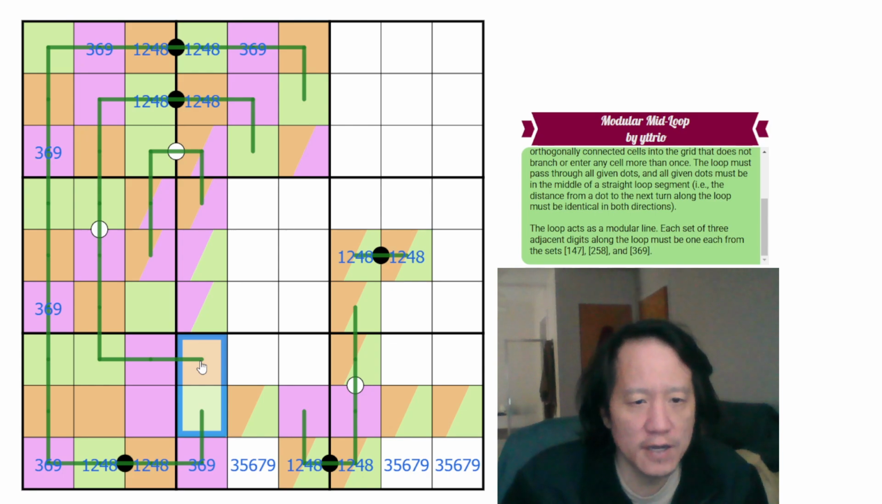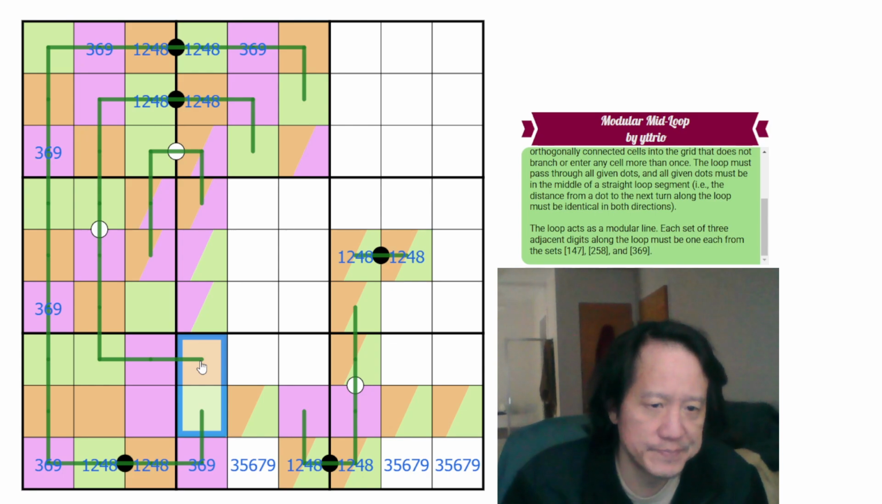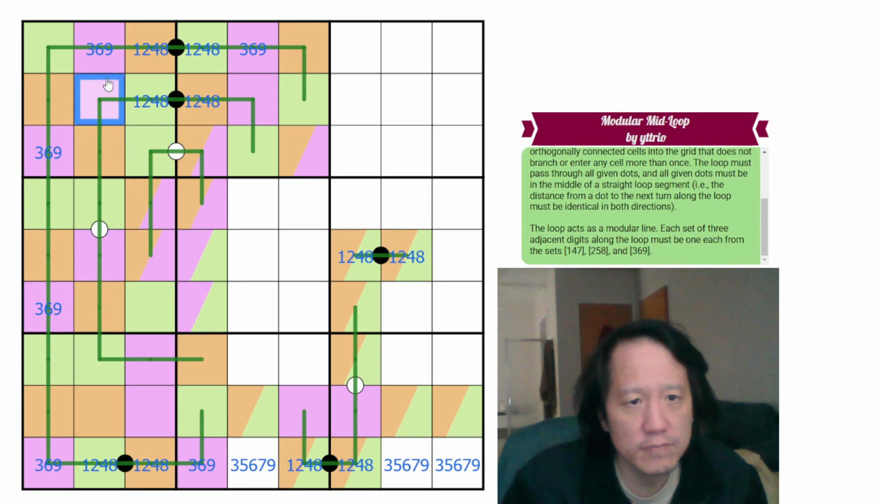If it connects that way, this is fine, right? Because then you have green, orange, pink, green, orange, pink. Yeah, that's fine. Green, orange, pink.